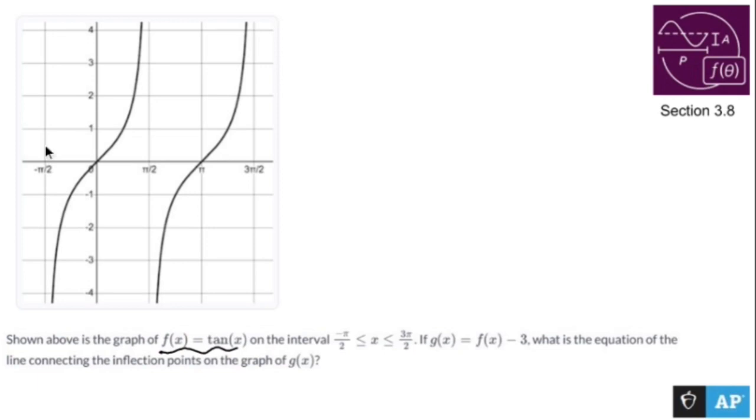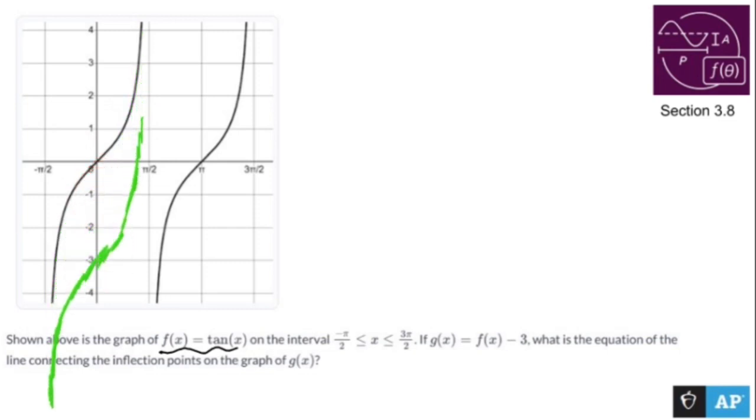Well, hold on, timeout. So basically, let me try to sketch this. What it's saying is I'm going to have a new function where this is going to be the same exact graph minus 3. What does that mean? That means this shifts down 1, 2, 3.